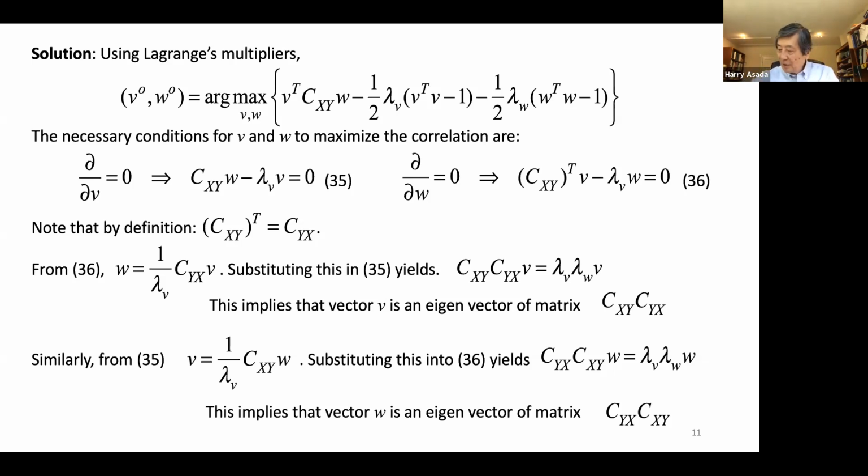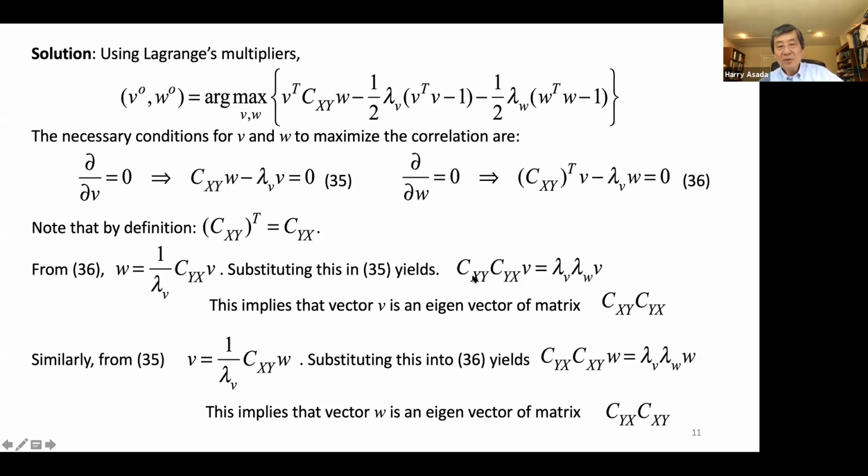Okay, good. Solving this one for W: W equals 1 over lambda W, C_YX, V. Let's substitute this into 35, replacing this W, and then clear lambda W. What you get is C_XY C_YX V equals lambda V lambda W times this V. If you look at these equations, you know that these are scalars and these are matrices. What comes to your mind?